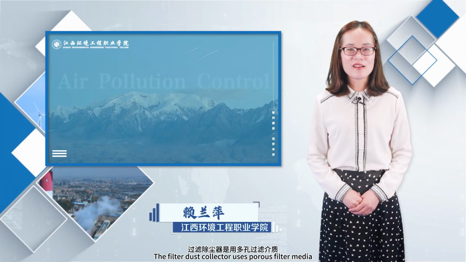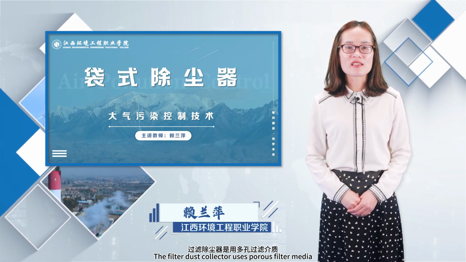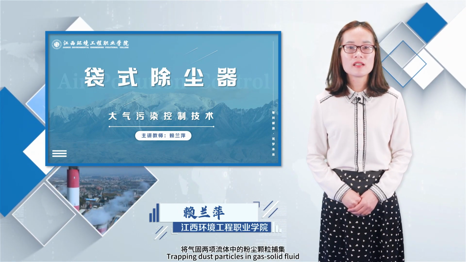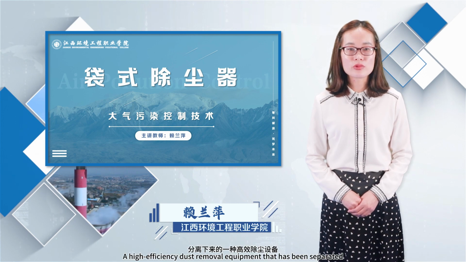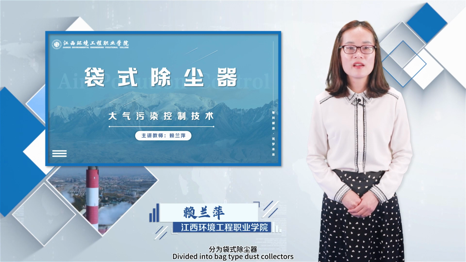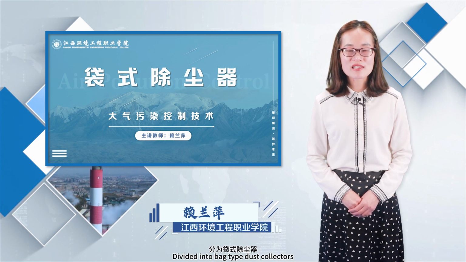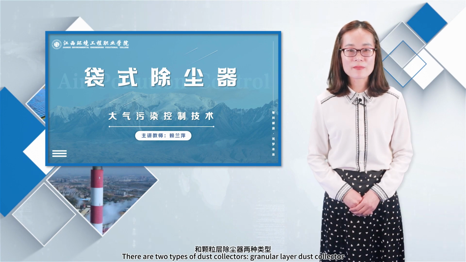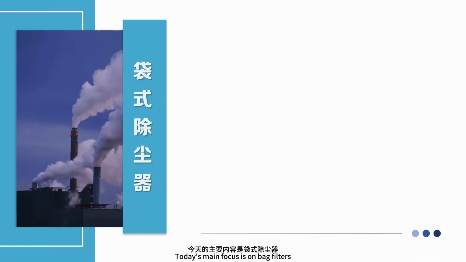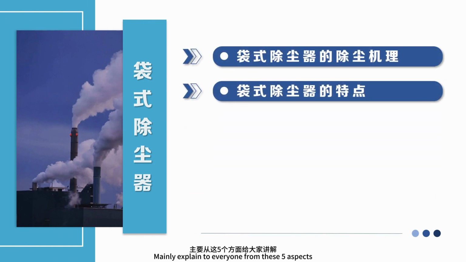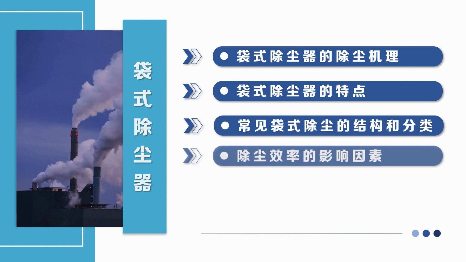Hello everyone. The filter dust collector uses porous filter media to trap dust particles in a gas-solid fluid. It is a high-efficiency dust removal equipment that separates them, and is divided into bag-type dust collectors and granular layer dust collectors. Today's main focus is on bag filters. I will explain it to everyone from these 5 aspects.